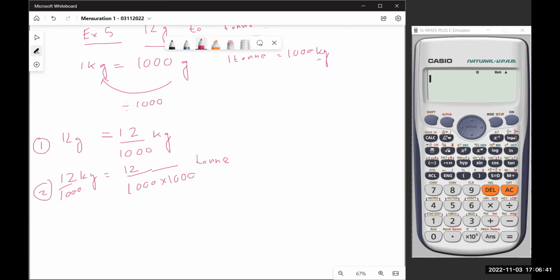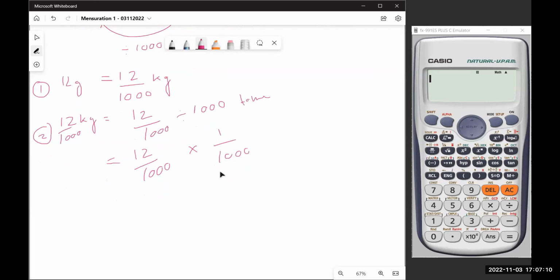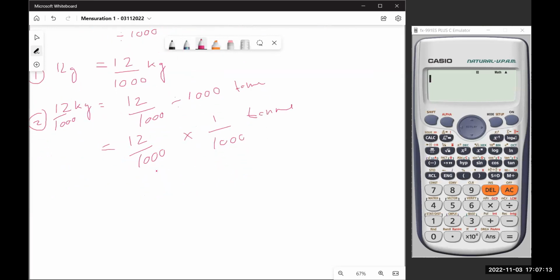Any questions? No, sir. Now, how did I get this, Rania? Do you understand? So if I remove this for a second, if I just say 12 by 1000, this is what I had. I divide this again with 1000. That's my ton. And I know that dividing by 1000 is same as multiplying by 1 over 1000. And if I multiply the bottom, what do I get? 12 over 1000 into 1000, 1 million ton.